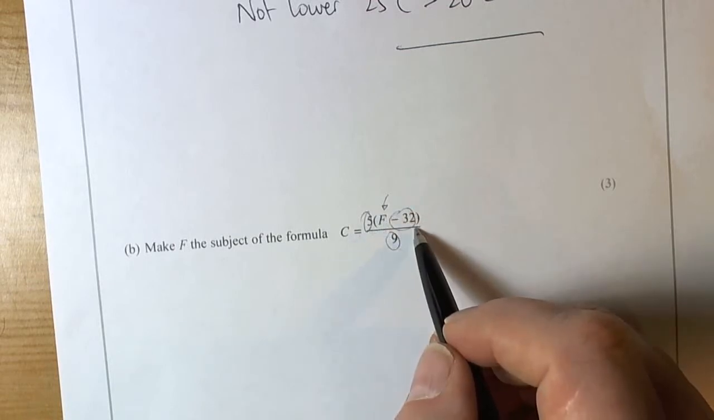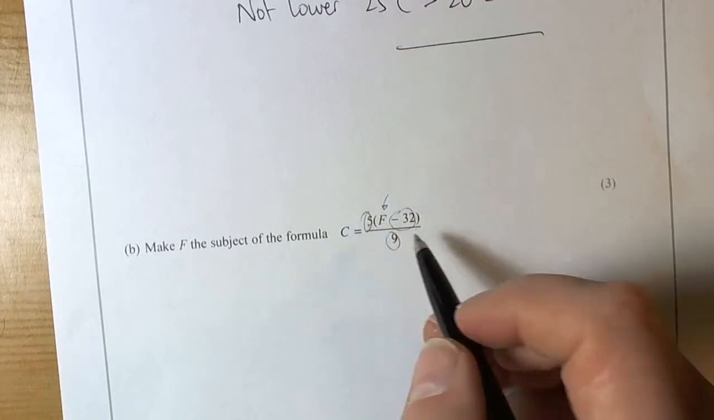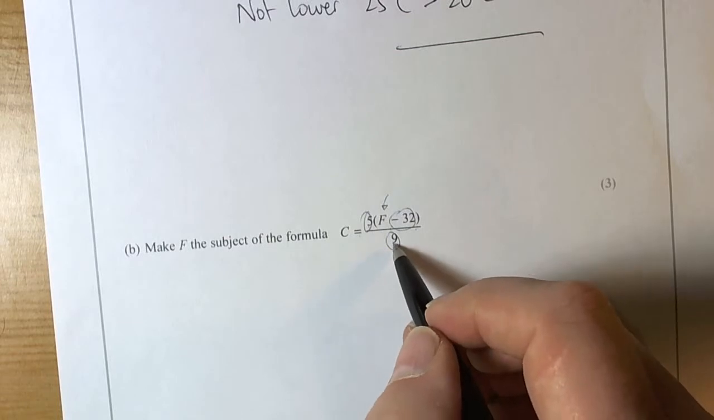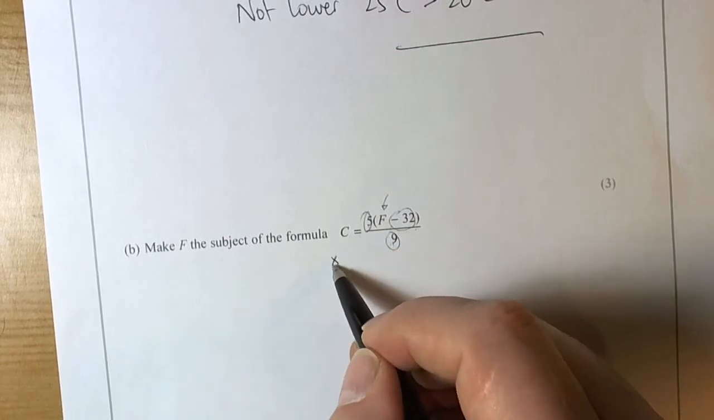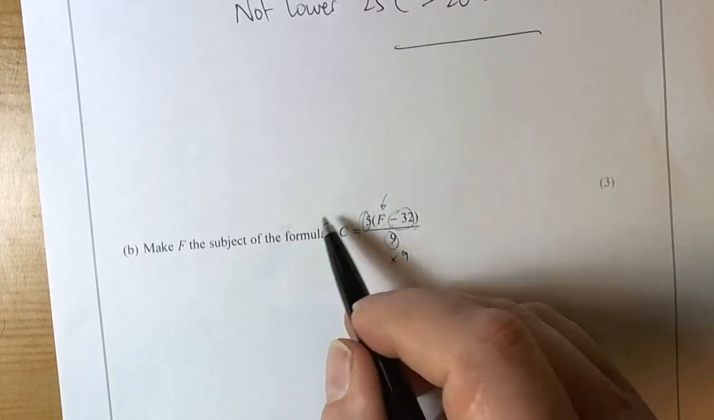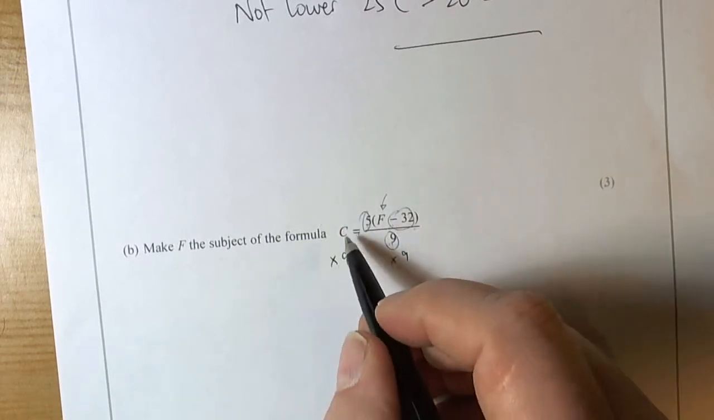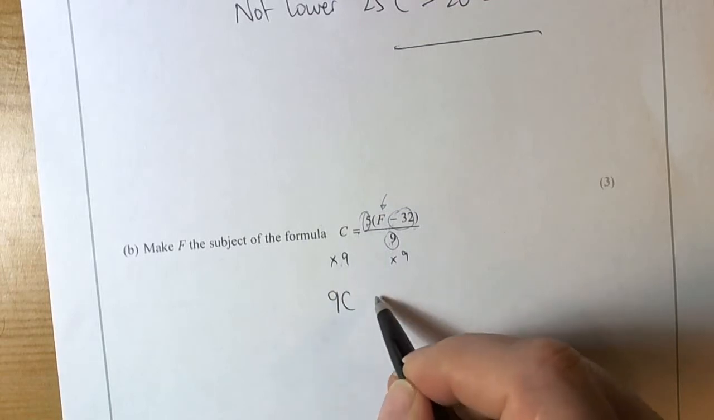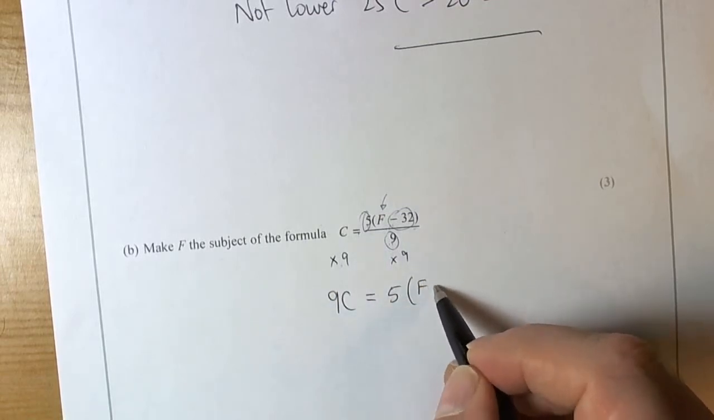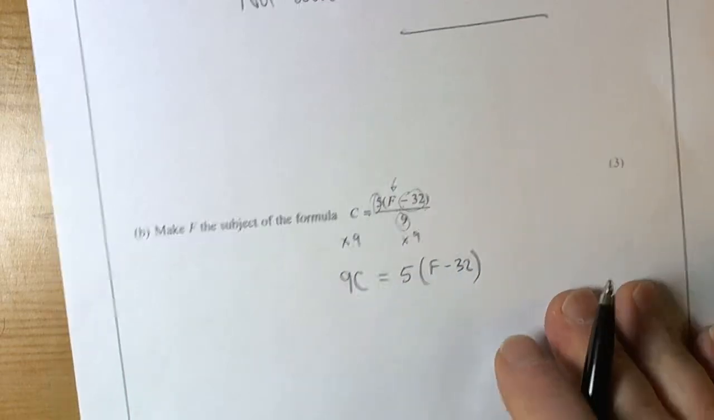We've got a division going on, and we've got a timesing going on. I would recommend here we move the 9 first. So that says divide by 9. So the opposite, when we're moving things from one side of the equals to the other, so we're going to move from the right hand side to the left hand side, is times by 9. So C times 9 is 9C, and that's going to leave us with 5 times F take away 32.